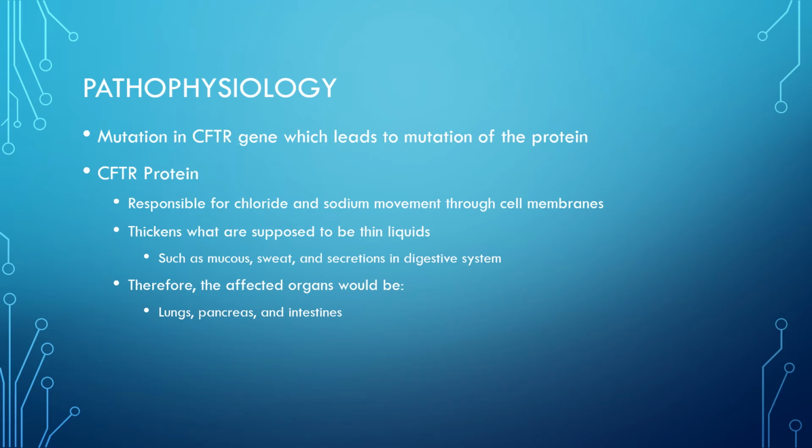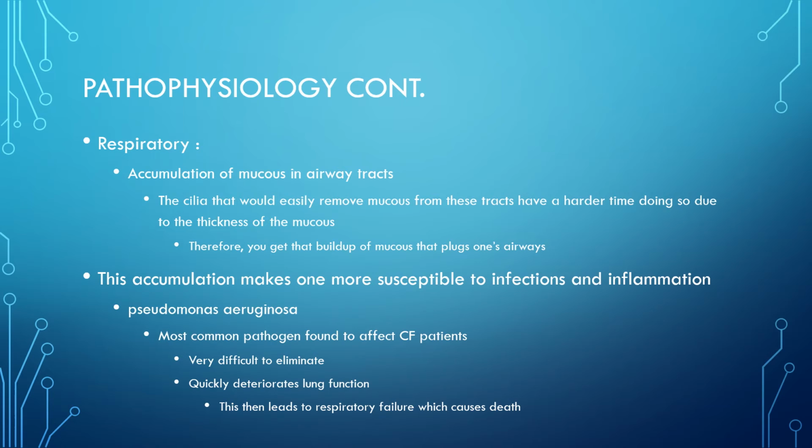Due to these thickened liquids, the affected organs would be the lungs, the pancreas, and the intestines, for example. So now let's dive into how CF would affect the respiratory system. Due to the fact that the CFTR protein is malfunctioning, therefore it's not really working, we would see an accumulation of mucus in airway tracts.